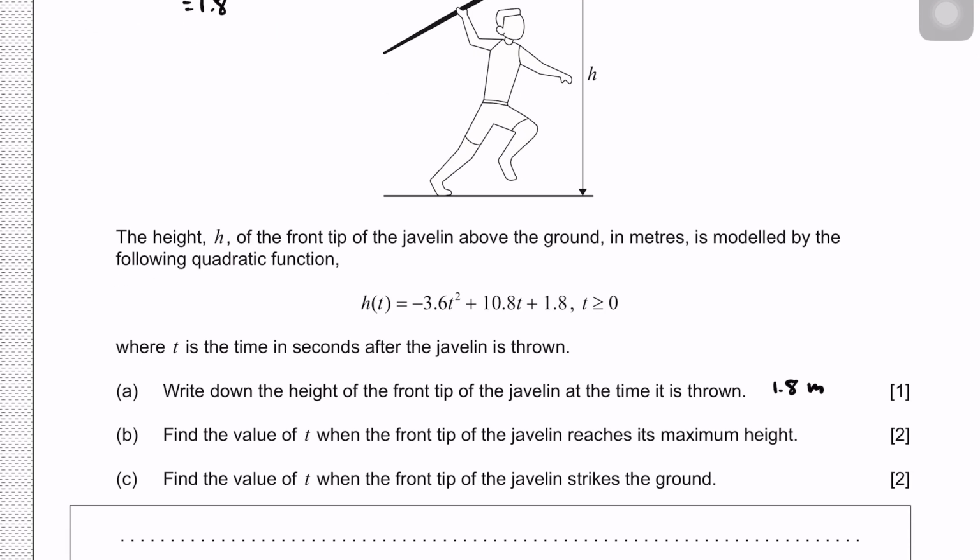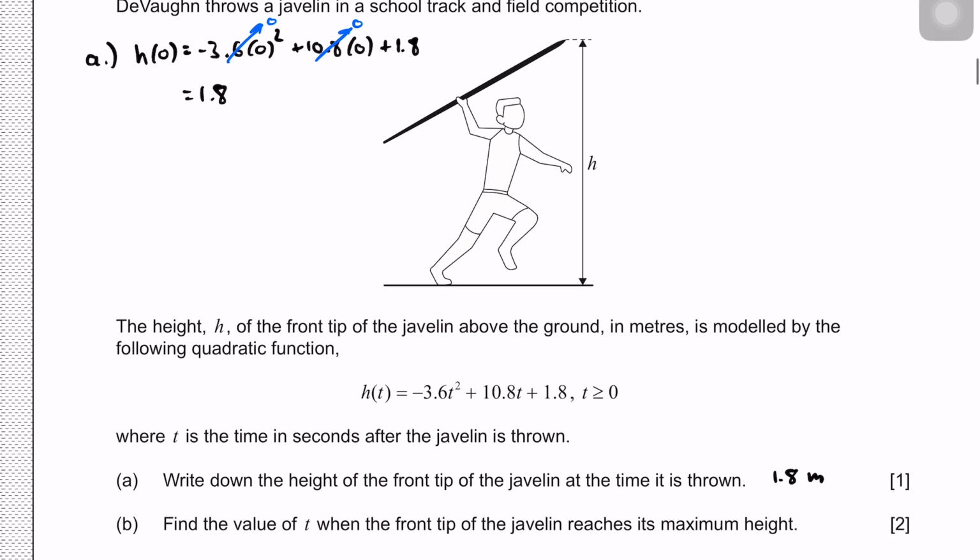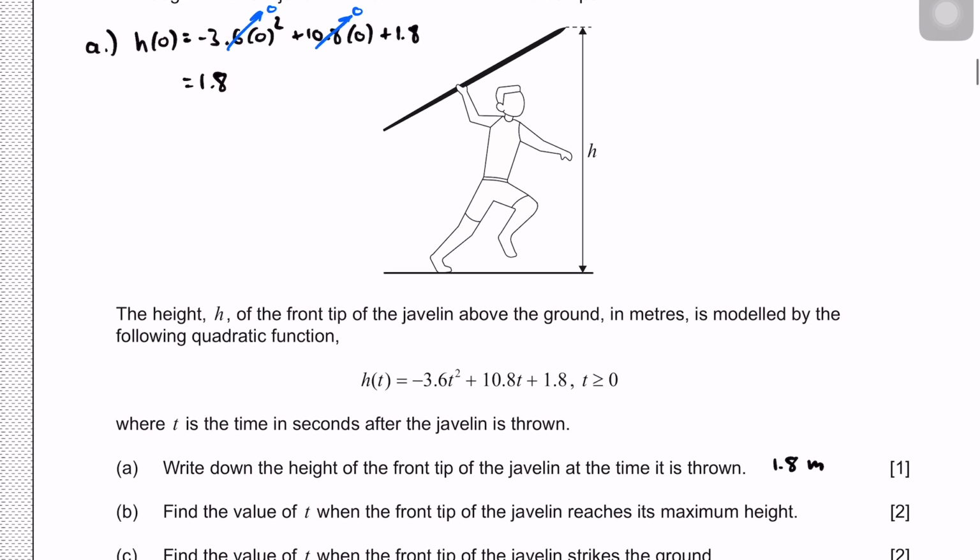Part B. Find the value of t when the front tip of the javelin reaches its maximum height. Not a bad question. A few different ways we could solve this. We could solve this with calculus. We could solve this using the vertex formula, writing negative b over 2a, knowing that the coefficients in front of t are a, b, and c, and then substituting that value in to find the highest point.